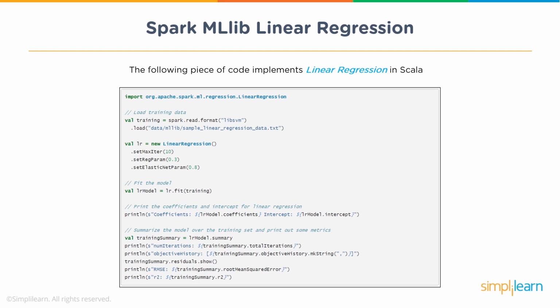So you can summarize the model over the training set and print out some metrics. Here we say training summary, then we take our model, which is the LR model, and get a summary out of it. We might be interested in getting the total iterations. We would want to get some objective history, which we do here by saying training summary dot objective history. We would be interested in getting the residuals, gradients, coefficients, and intercepts. All of this information can be printed out like this. So this is a Spark MLlib linear regression.